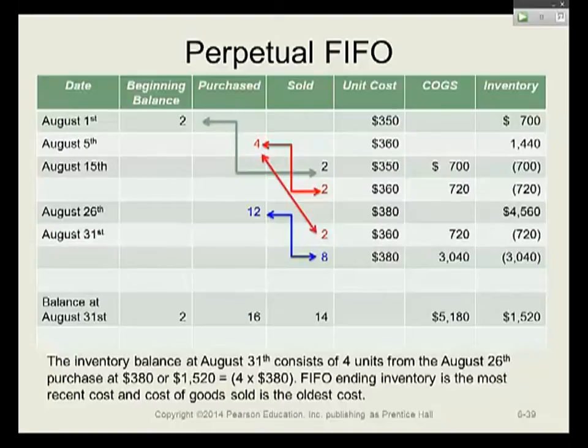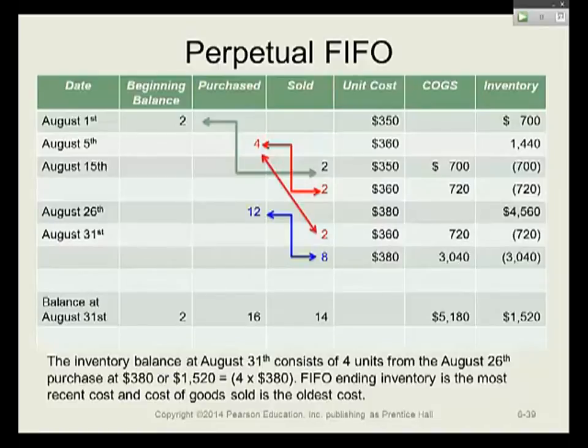So now the allocation here is a little bit different. The ending inventory right now, you've already exhausted the beginning inventory. These 4 units are coming out of the August 12th purchase, and the only units you have left are what? 4 units at $380, right? Because you sold 8 out of that batch. Now you notice that the ending inventory is 4 units at $380. It's your most recent cost.